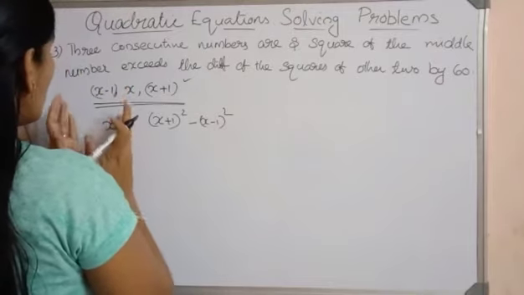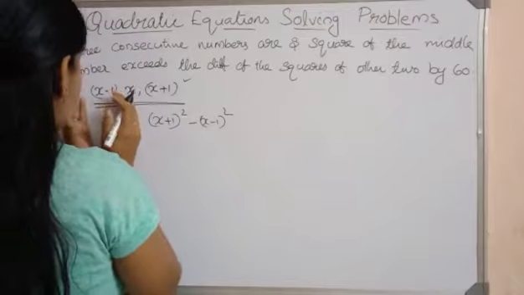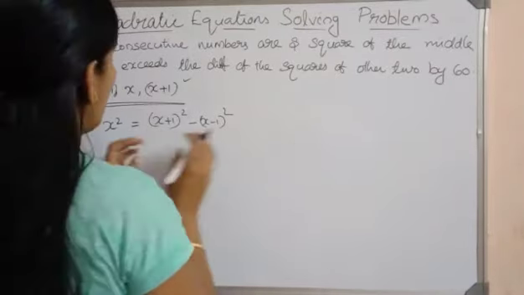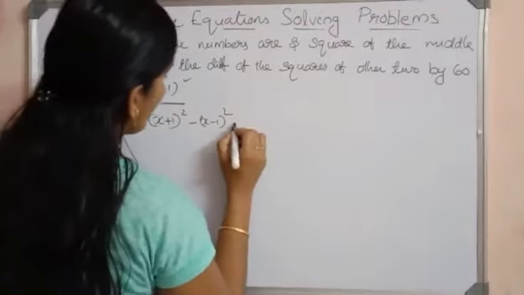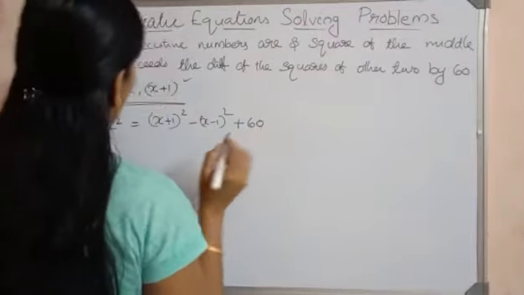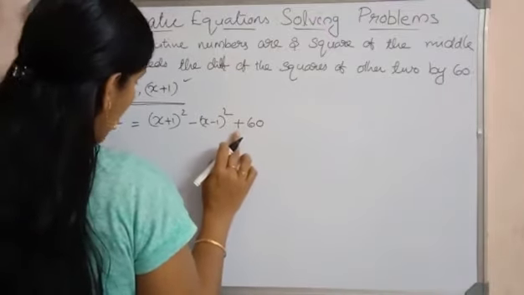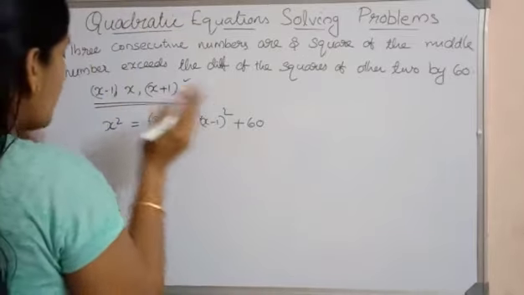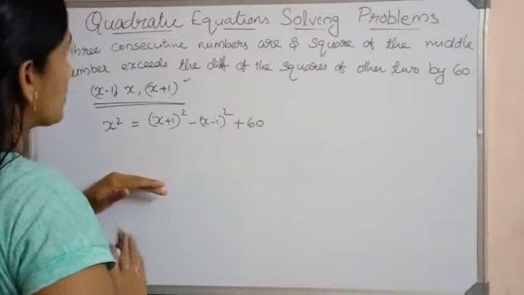And the relation between the middle term and this part is, the square of the middle term is 60 more than the difference of the squares of the other two. So here we can write it plus 60. Now you have to just simplify, bring it into the standard form of a quadratic equation and simplify.